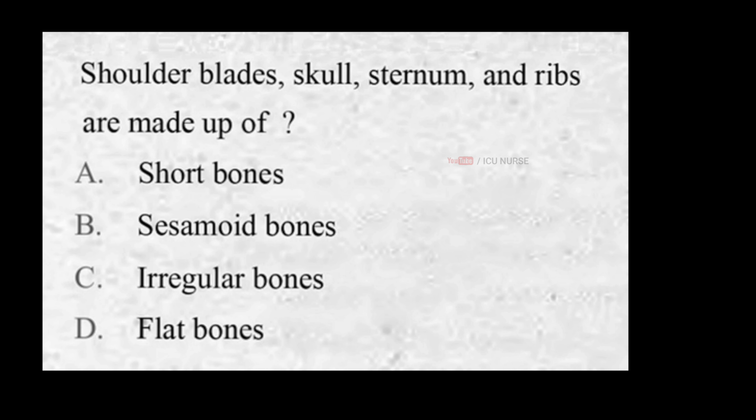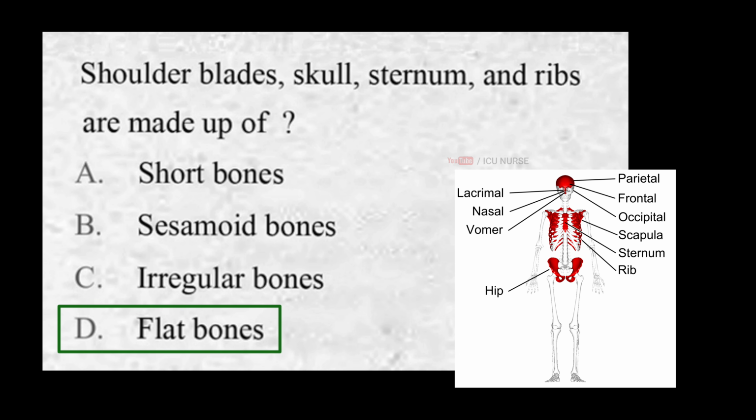Shoulder blades, skull, sternum and ribs are made up of A. Short bones, B. Sesamoid bones, C. Irregular bones, D. Flat bones. And the correct answer is D. Flat bones. Flat bones are bones whose principal function is either extensive protection or the provision of broad surfaces for muscular attachment. These bones are expanded into broad, flat plates as in the cranium, the ilium, sternum and the ribcage.